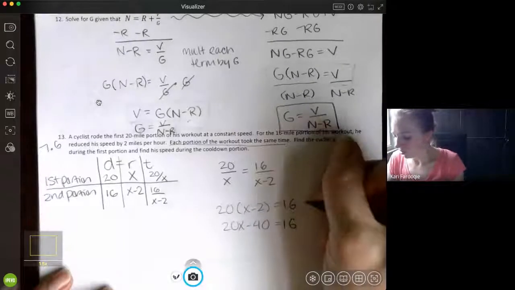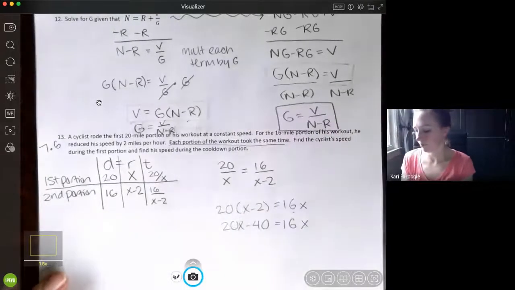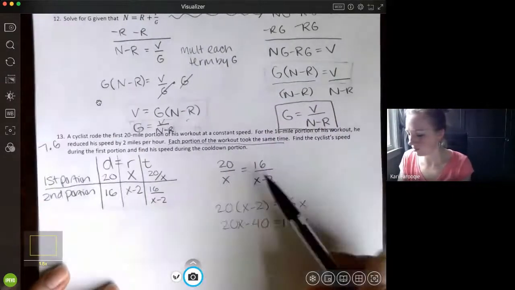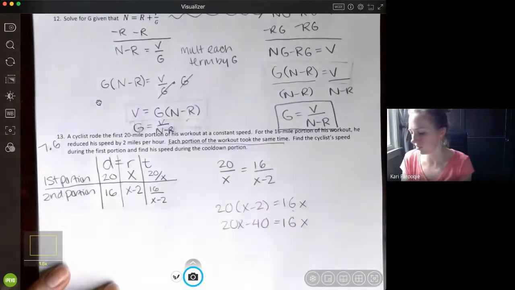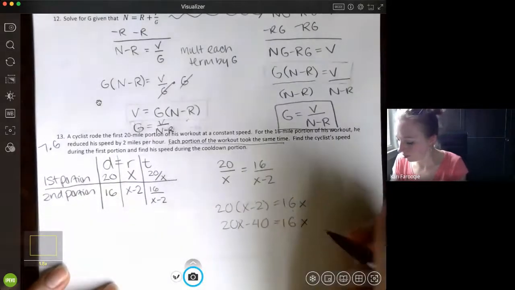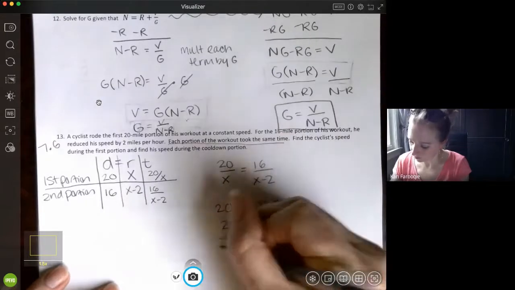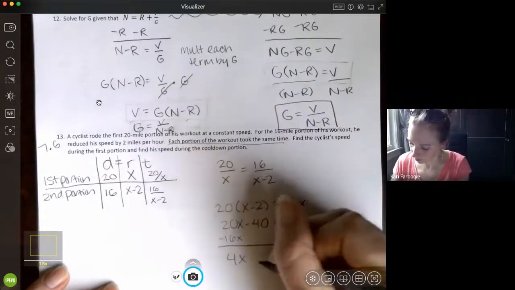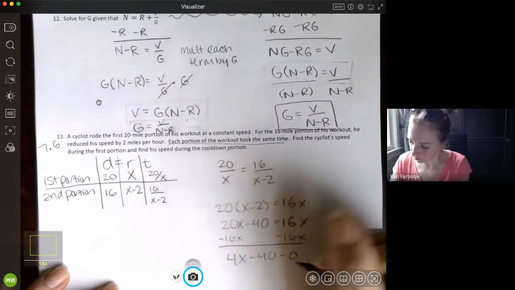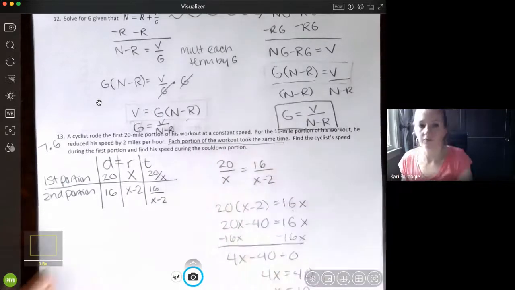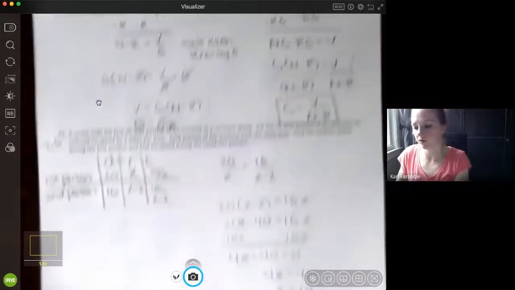Oh, I forgot the x. When I cross multiplied, I was so focused on telling you to put parentheses around here. 16x equals 20 times x minus 2. All right, that makes more sense. Minus 16x, and you get 4x minus 40 equals 0. 4x equals 40, and x equals 10. Sorry, I'm running off here.